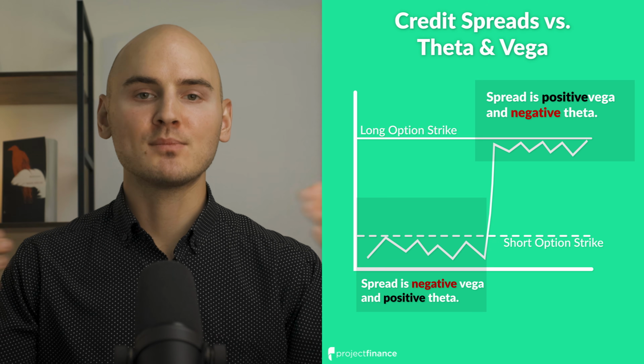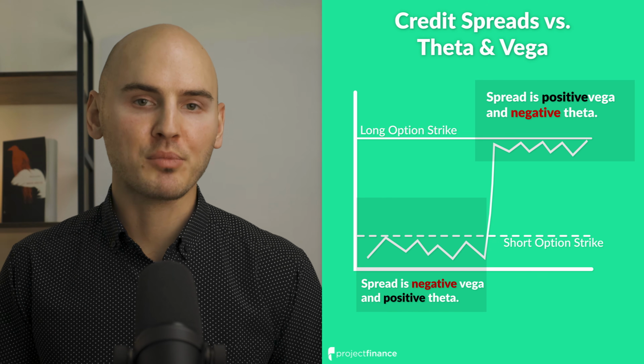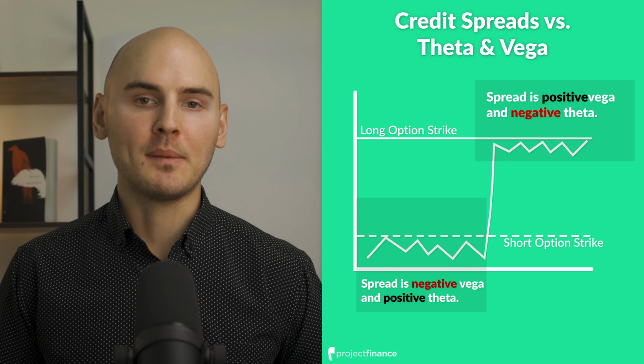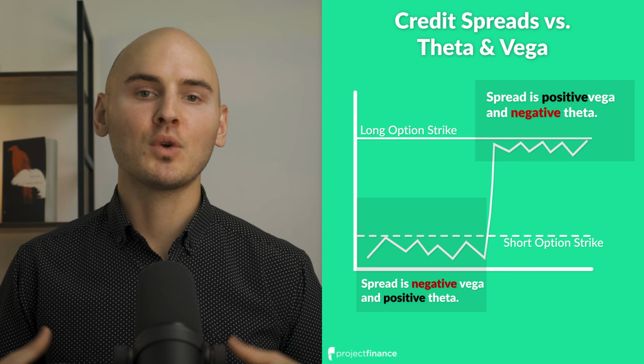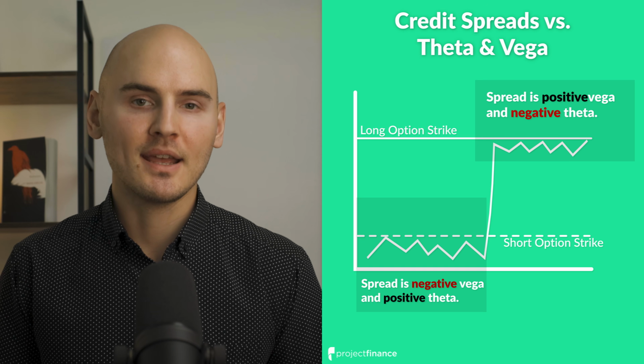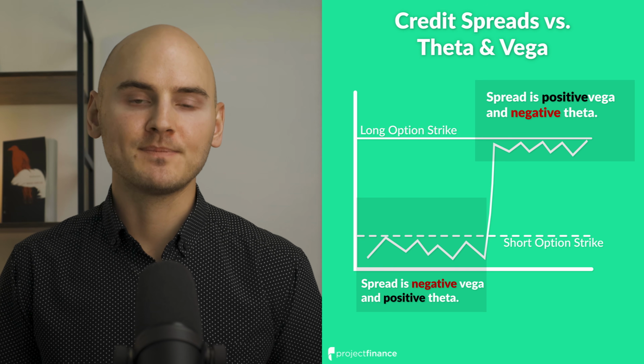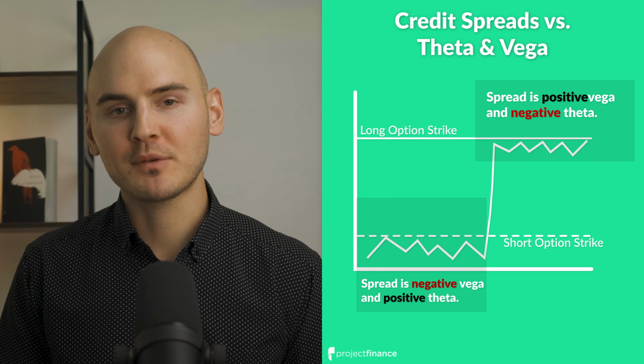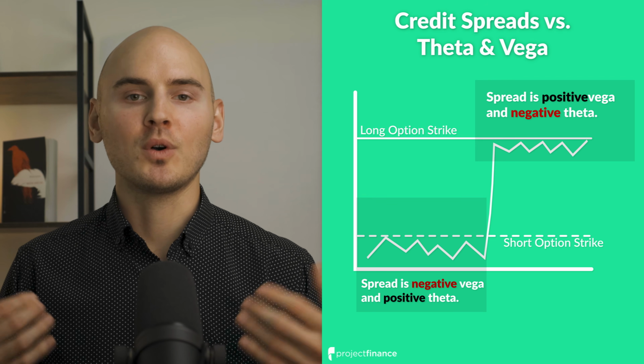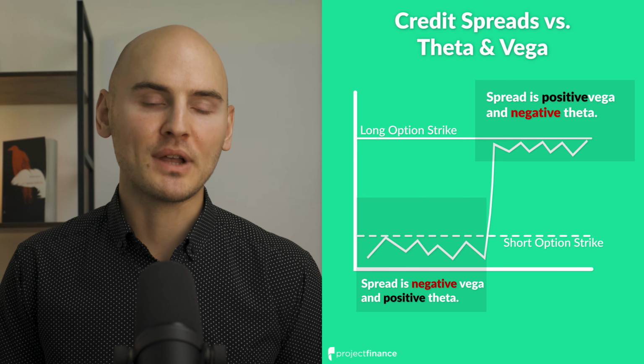But if the stock price moves to one of your long option strike prices and that credit spread becomes fully in the money, then you will have a negative theta position and a positive Vega position, meaning that you will lose money from the passage of time and you will make money from increases in implied volatility.